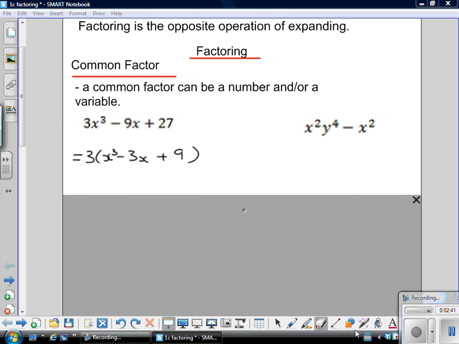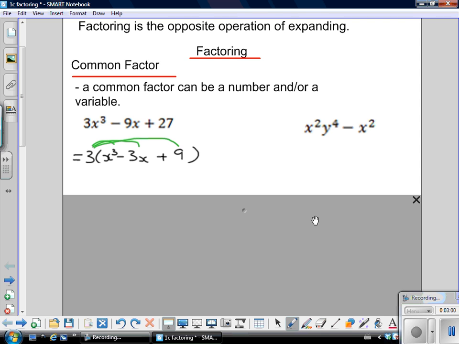One way that I can easily check to see whether I factored correctly is I actually could do the opposite, and I could expand it. I could multiply the 3 into each term in the bracket, and you notice we start with the question. Okay, the next one, again, I'm looking for a common factor.